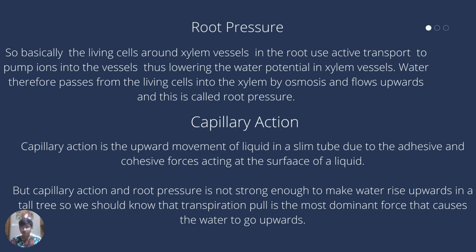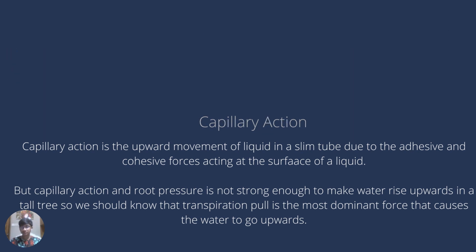While capillary action, on the other hand, is basically the upward movement of liquid in a slim tube due to the adhesive and cohesive forces acting at the surface of the liquid. But capillary action and root pressure are not strong enough to make water rise up in tall trees. So from that we understand that the most dominant force that causes water to go up the xylem vessels is the transpiration pull. Before understanding transpiration pull, we need to have a good idea of transpiration.